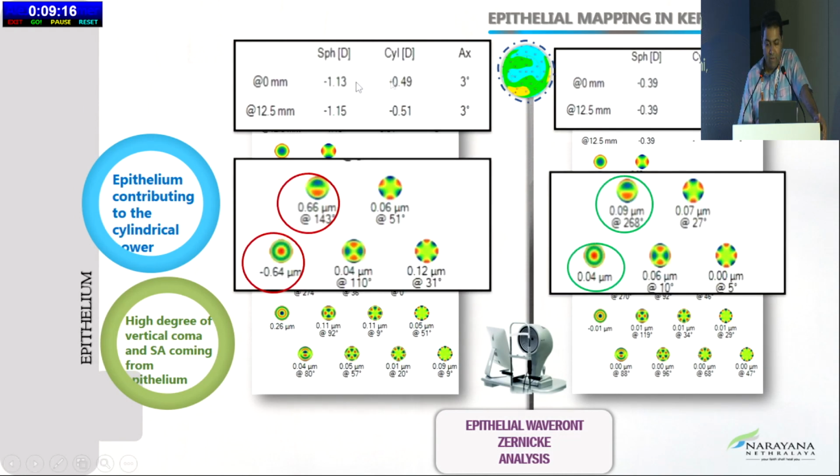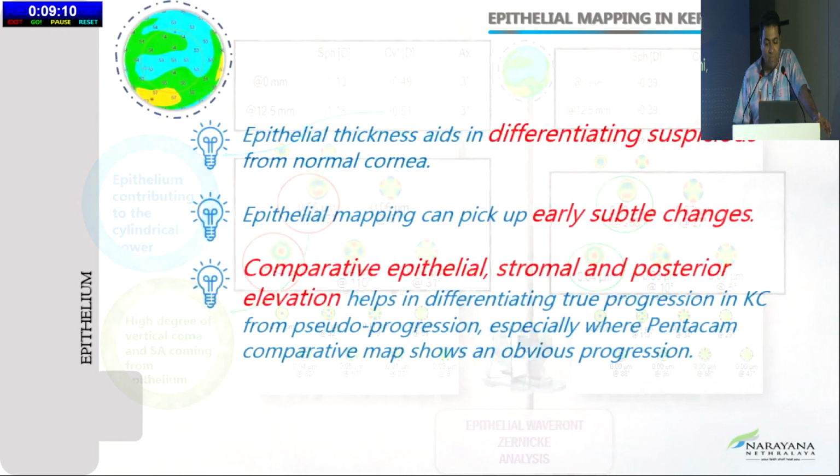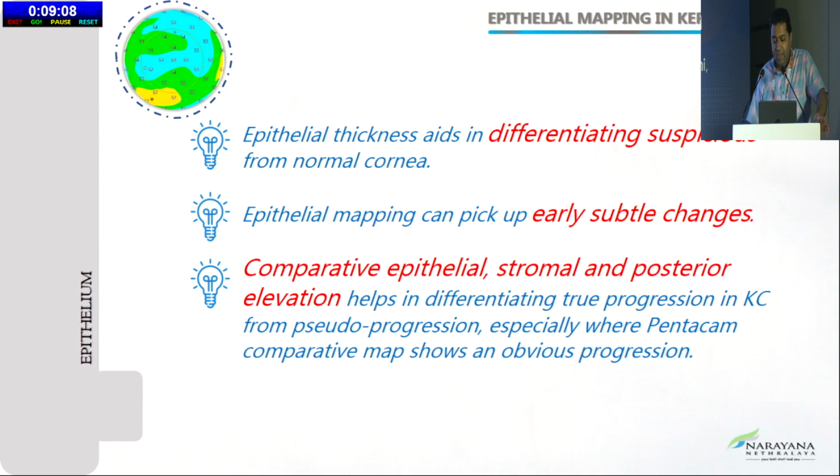And you can see the difference between these two, with a significant amount of coma just from your epithelium. This is very important as far as keratoconus is concerned. It helps in suspicious cases. Early coma changes might help in detecting that it's from the epithelium.